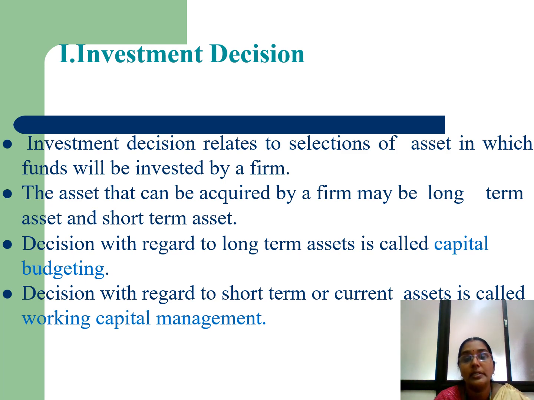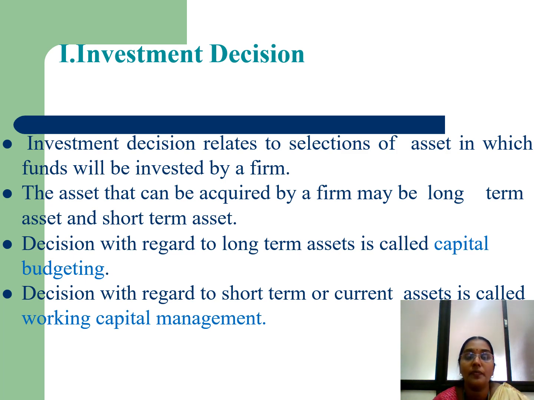These are investment decisions. The second one is that the assets that can be acquired by a firm may be long-term assets and short-term assets. Examples are given for long-term assets and short-term assets. What do you mean by long-term assets? Long-term assets are fixed assets, like furniture, land, building, purchase of a building. Based on these assets you are investing: how much amount is invested by shareholders, how much by shares, and how much by fixed assets like buildings. These are examples of fixed assets.